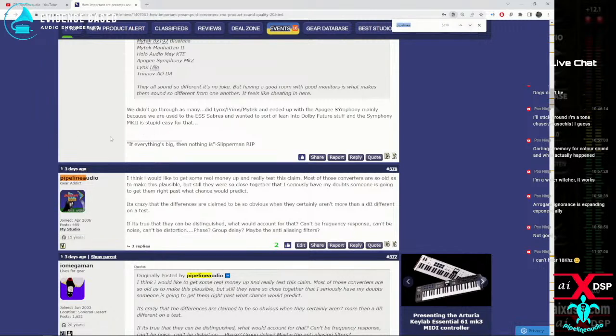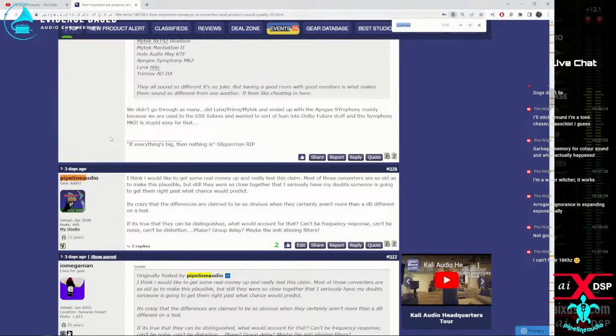So, I'm trying to play along, but see, I think I'd like to get up some real money and really test this claim. Most of these converters are so old as to make this plausible, but still they were so close together. I would seriously have my doubts someone is going to get them right past what chance predicts. I'd like to test this guy on these things, but again, they're older converters. They might have some problems, whatever. It's crazy that the differences are claimed to be so obvious when they certainly aren't more than a dB different on test. If it's true they can be distinguished, what would account for that?